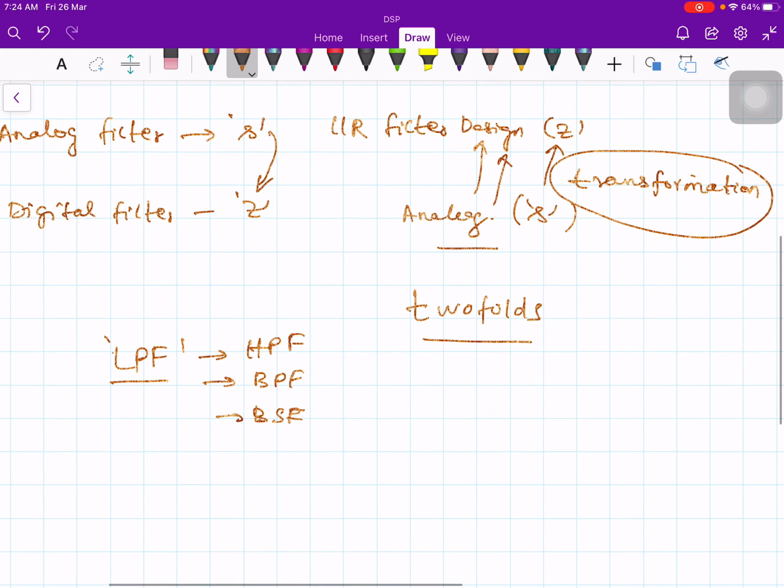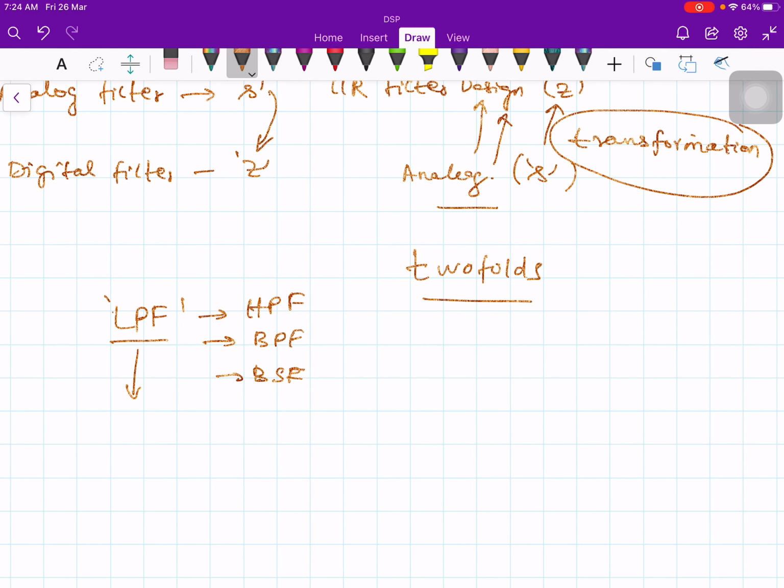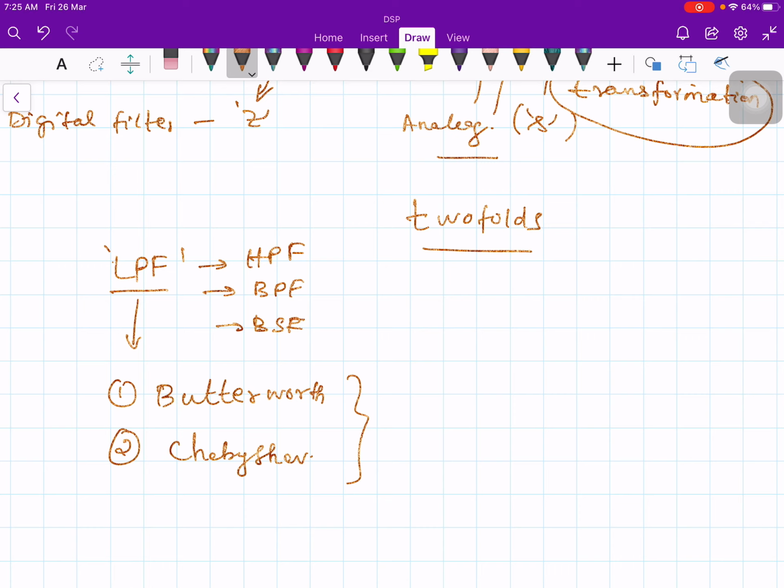Now as far as low pass filters are concerned, we will concentrate on two types. There are two types of low pass filter design. The first one is the Butterworth method, and the second one is the Chebyshev method. Because in most of the practical cases these two types suffice. The most optimum filter is of course the elliptic filter.